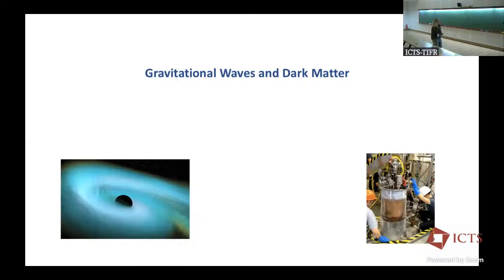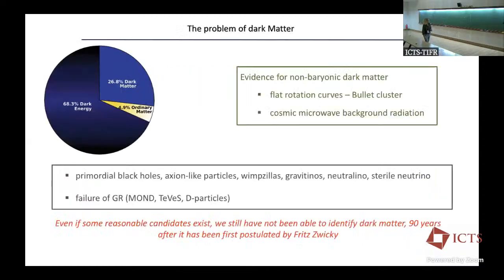Now, gravitational waves and dark matter. As it is known, there is evidence for the existence of dark matter. We have this evidence from the flat rotation curves, from the cosmic microwave background, and a variety of models have been studied in the past. What seems to be more valid now is primordial black holes or axion-like particles. There have been some proposals for modified gravity models, these tensor-vector-scalar models, but they need a lot of fine-tuning, so they have failed.